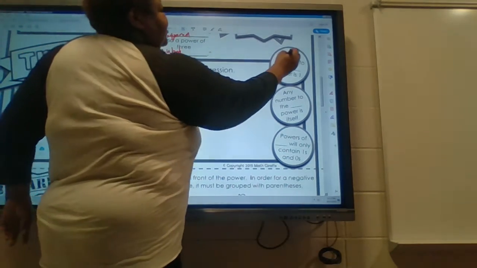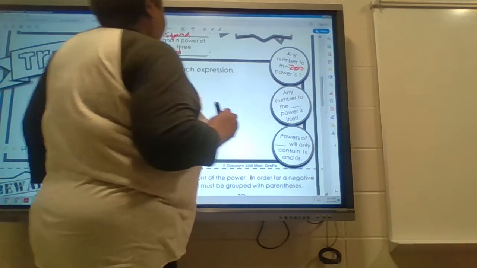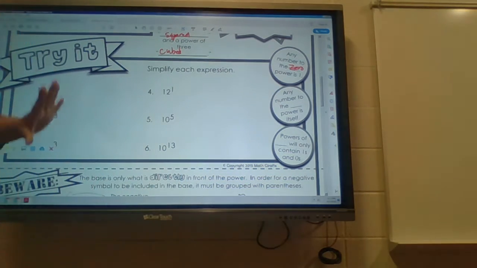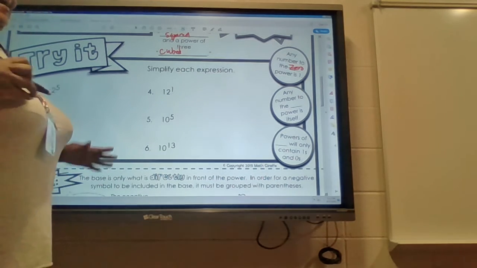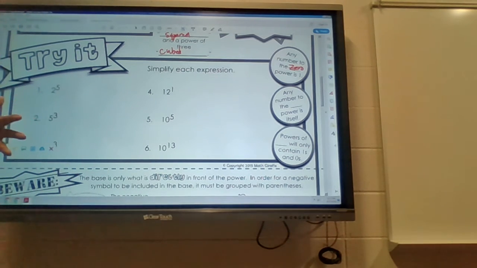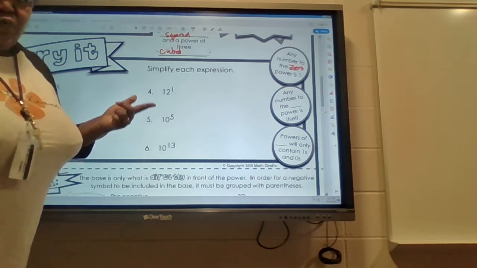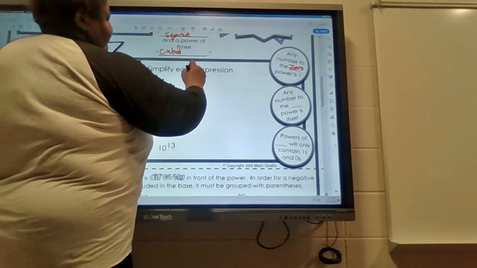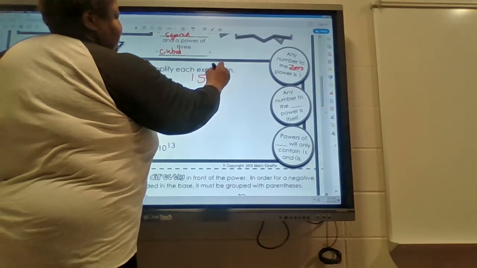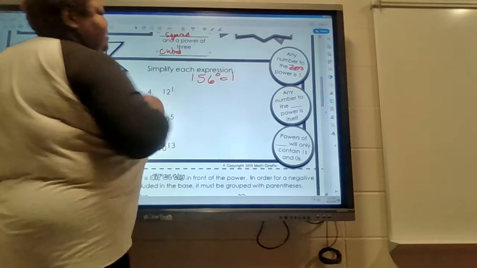Now, any number to the 0 power is equal to 1. And you would have to know the property of exponents, which we'll learn next year, of division of exponents, to understand why any number to the 0 power is 1. So if I have 156 and I raise it to the 0 power, it is not equal to 0, it is equal to 1.